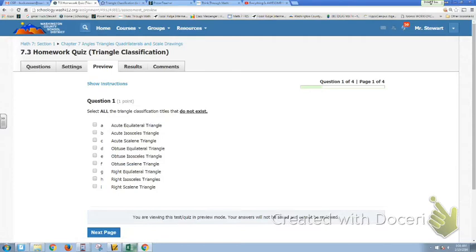4 different questions. The first one reads, select all the triangle classification titles that do not exist. Okay. Now, there are several different kinds of triangle classifications, and we do need to talk about how we classify those triangles. But just to make sure you understand, select all that apply. So if there's a triangle classification that just does not exist, that's the one you're going to click on. Leave everything else blank. So you may select more than one, so it could be this one, this one, and this one, or it could be this one, this one, this one. I don't know. We'll just have to look at it and see.